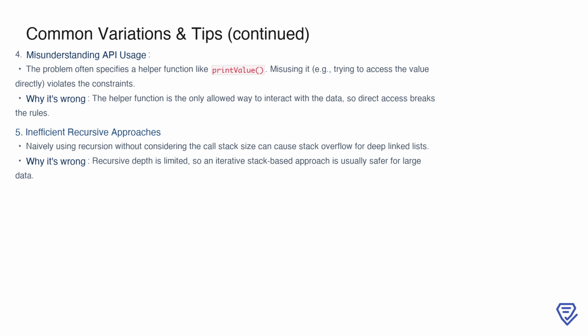Additionally, using recursion without considering its limitations is problematic. A naive recursive approach might look elegant but can lead to stack overflow for deep linked lists due to limited recursion depth. In such cases, an iterative stack-based solution is often safer. Always be mindful of the trade-offs between simplicity and scalability when choosing your approach.